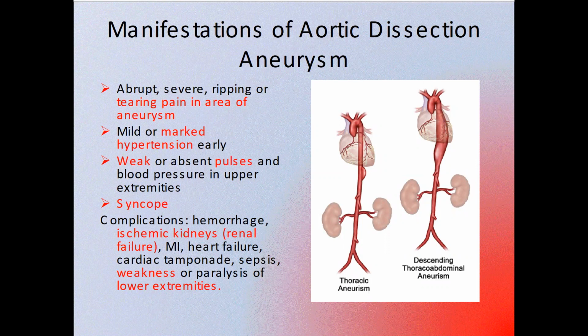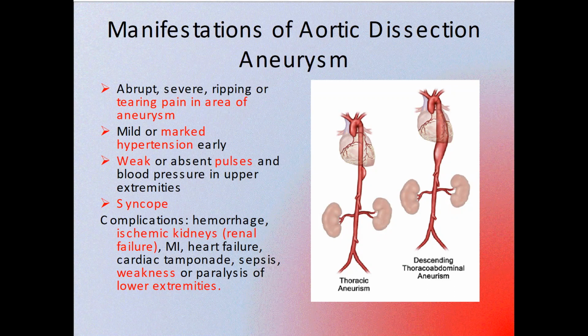So looking at the next picture, let's talk about a dissection a little more. Manifestations of an aortic dissecting aneurysm include abrupt, severe ripping or shearing type pain. It's a tearing pain because that's what's actually happening to the aorta. And mild or marked hypertension in the early phase. And where does the blood pressure go when all this starts to shear and tear? Because you're bleeding out, you become hypotensive very quickly.